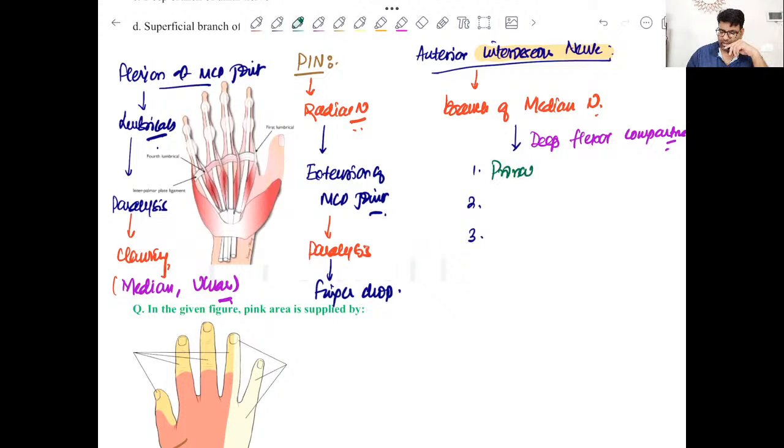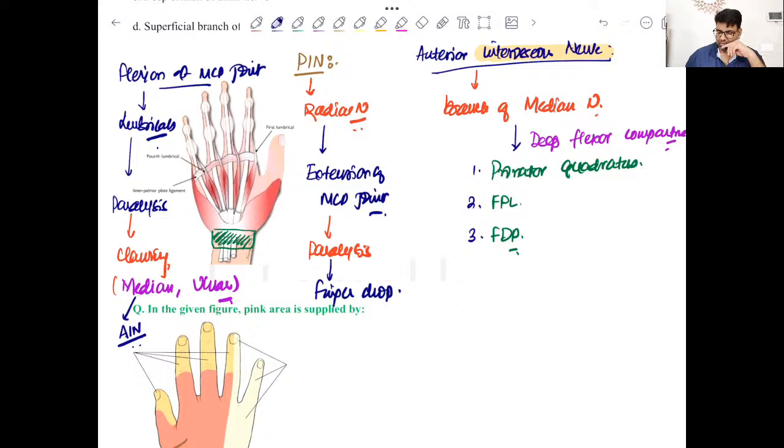Now what are these 3 muscles? One is pronator quadratus. Don't mix it up with pronator teres. This is pronator quadratus, somewhere here. Number 2 is flexor pollicis longus, the long muscle which goes to the thumb. And third is flexor digitorum profundus. So whatever discussion we have done in terms of lumbricals is actually more specifically the anterior interosseous nerve, right?